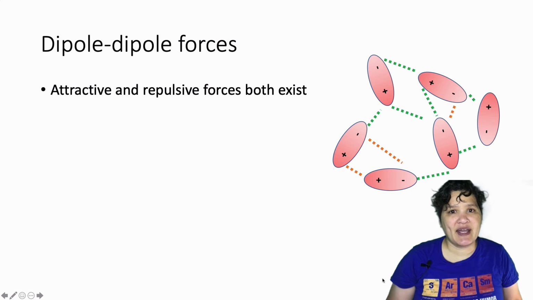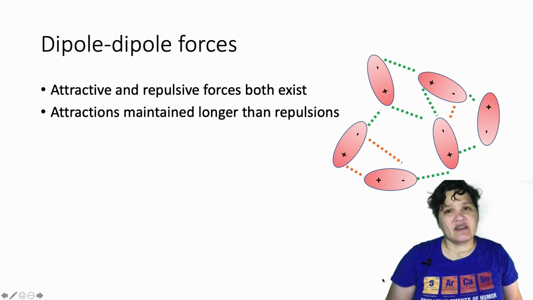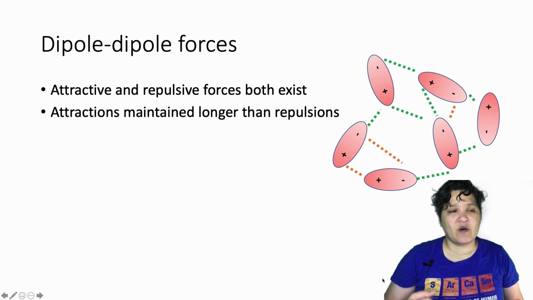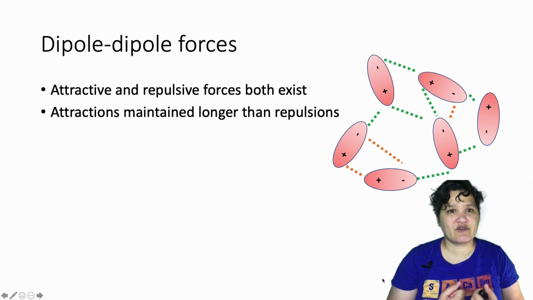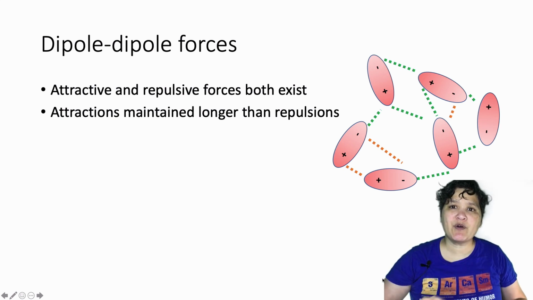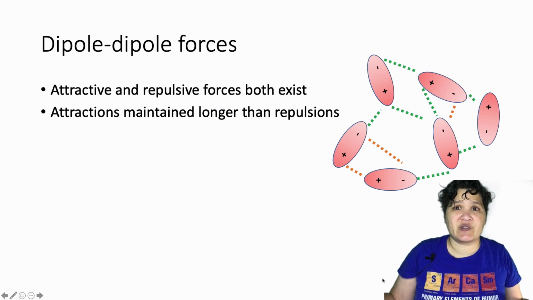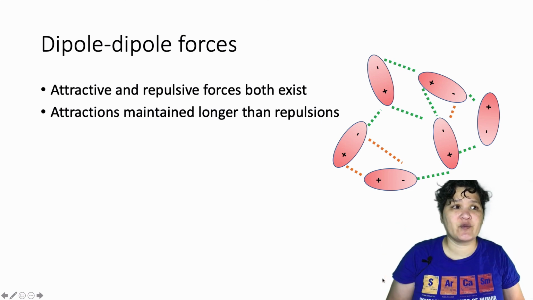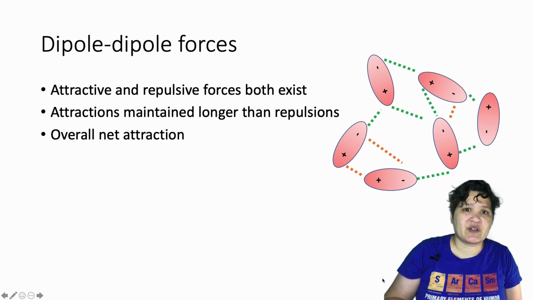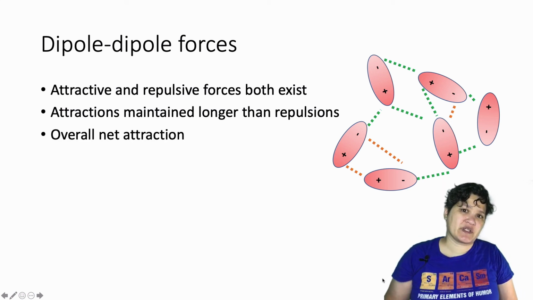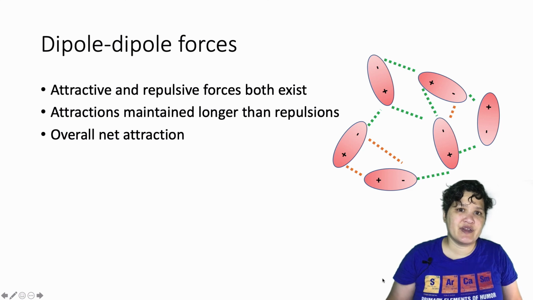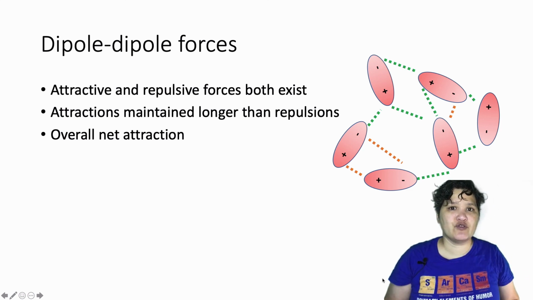But the thing about having both of these forces exist, the attractive forces hold together and exist for a long time, whereas the repulsive forces push each other away, increase the distance so that force goes down. So that drops off very quickly. Overall, there's going to be net attractive forces in things where you have two dipoles.